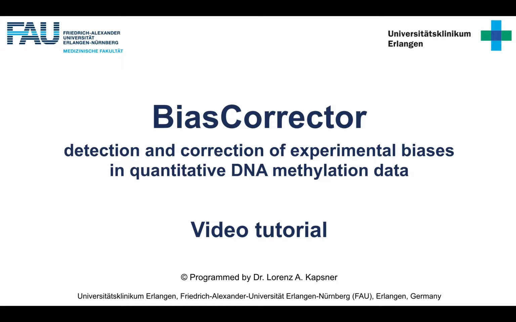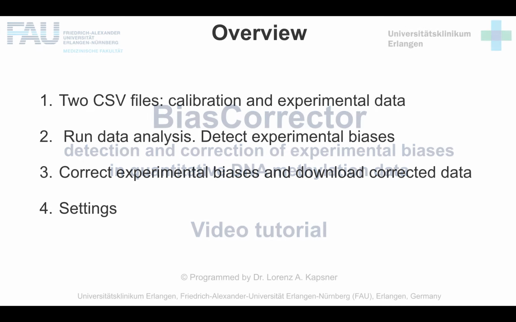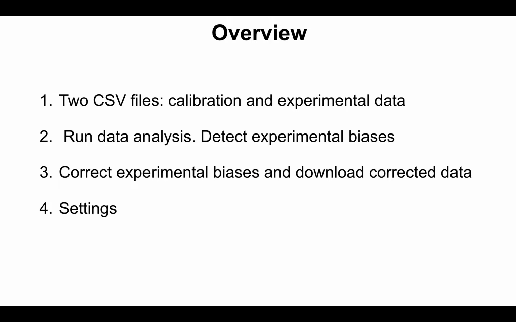With this openly accessible software, one can detect experimental biases in DNA methylation data. If necessary, these data can be appropriately corrected then to obtain accurate percentages of DNA methylation. In this video tutorial, we're going to consider one example and see how we can do the analysis. We'll discuss the format of input data, perform data analysis live, and correct biased data.